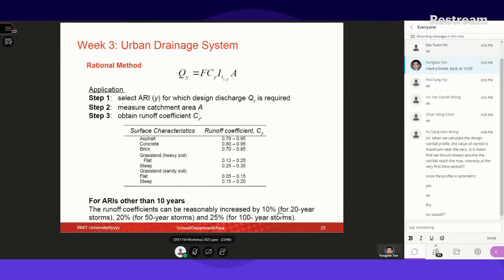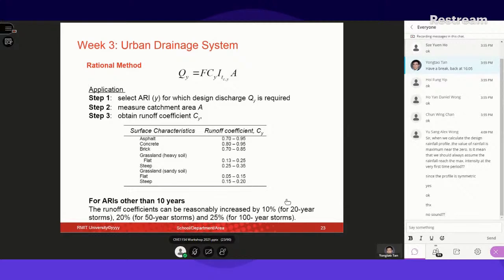So the rational method, the steps for the rational method. Step one, select the ARI for which design discharge is required. Normally, and also I will just talk about the factors affecting the ARI.